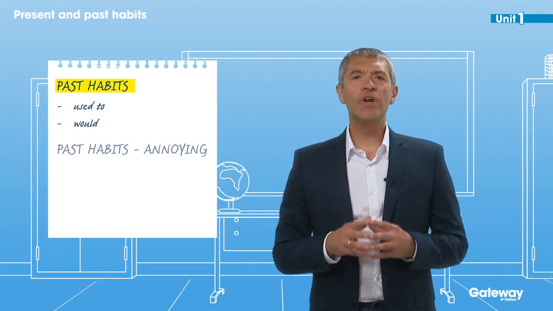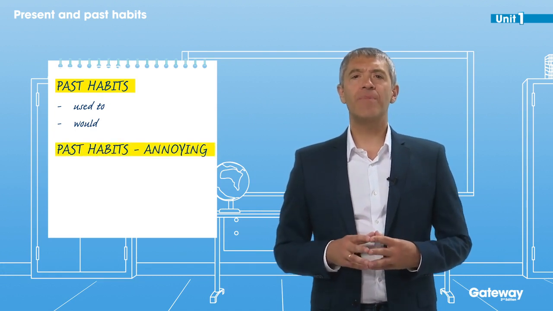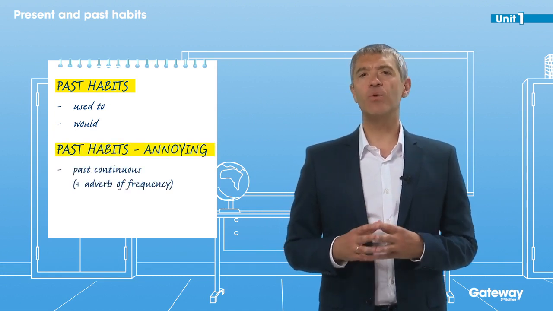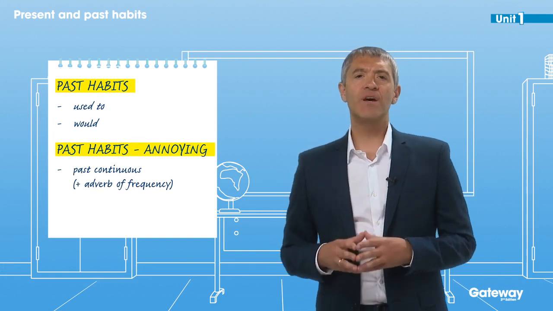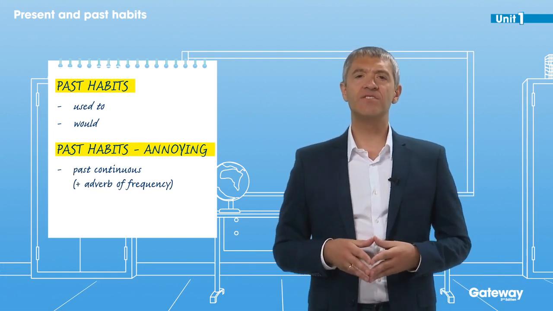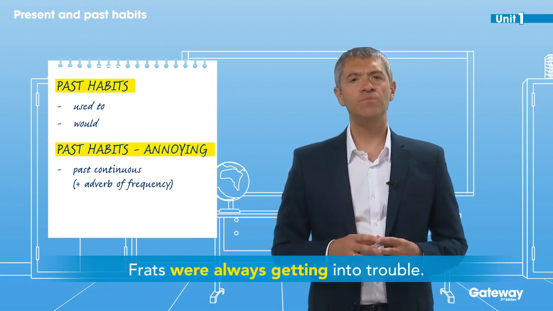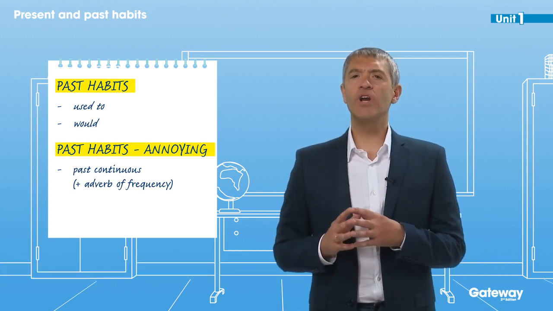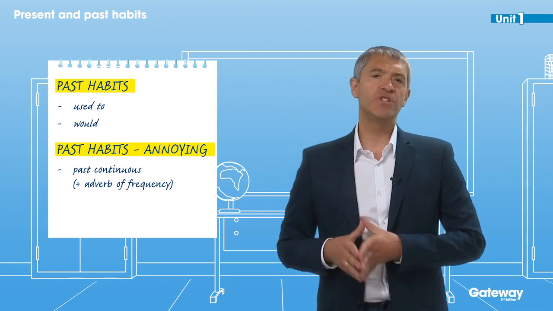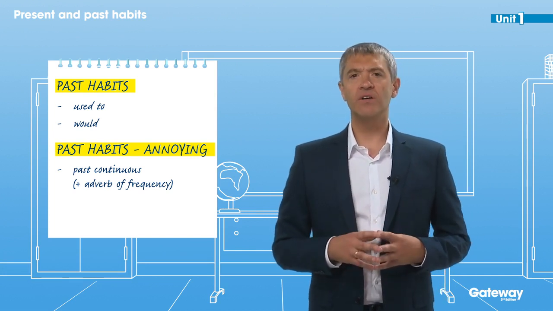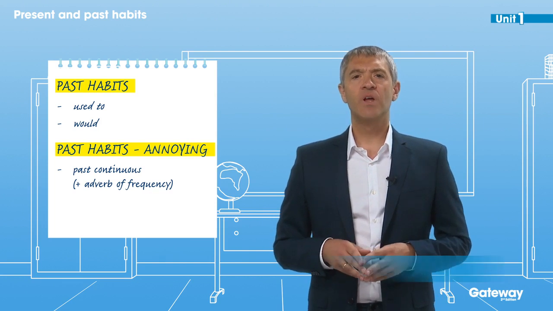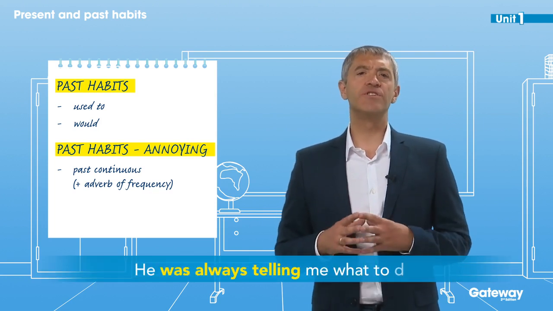To talk about annoying past habits, we can use the past continuous with adverbs of frequency. So for example, we said that in the past, frats were always getting into trouble. Or imagine that you're talking about someone who was very bossy towards you when you were both younger. You could say, he was always telling me what to do.